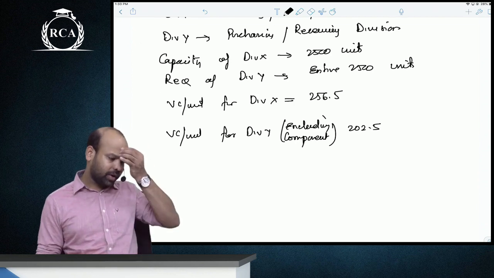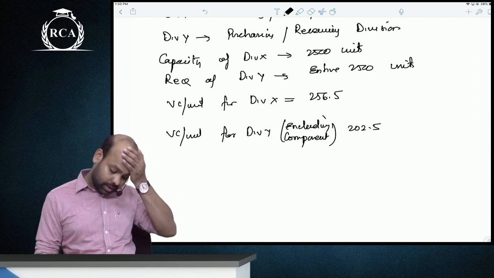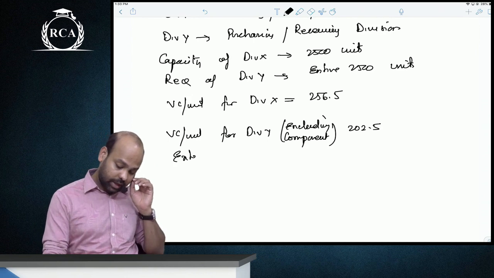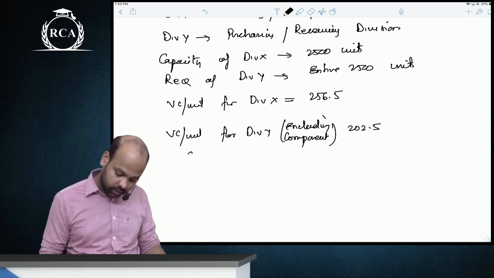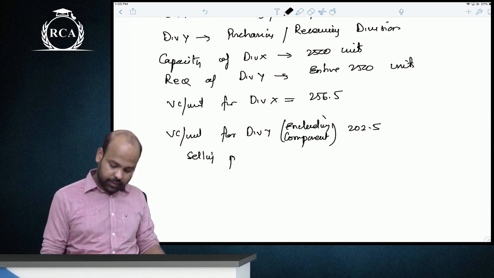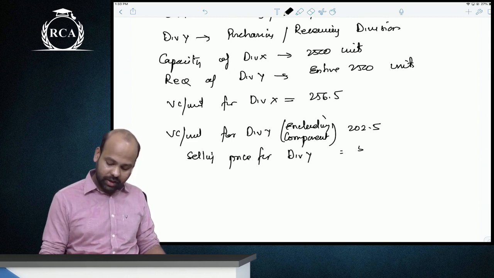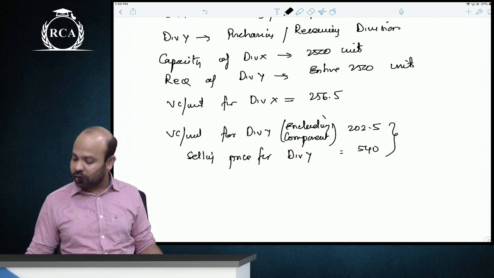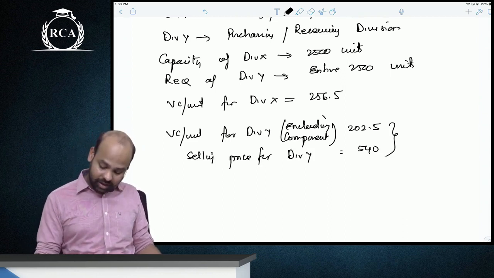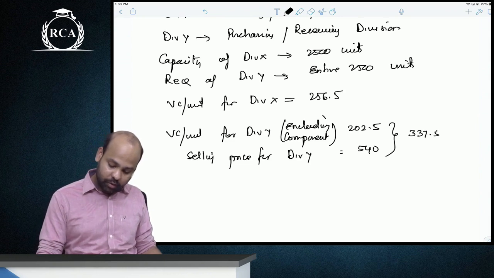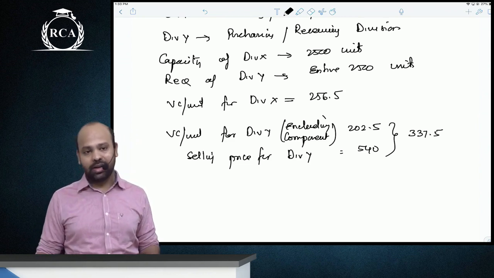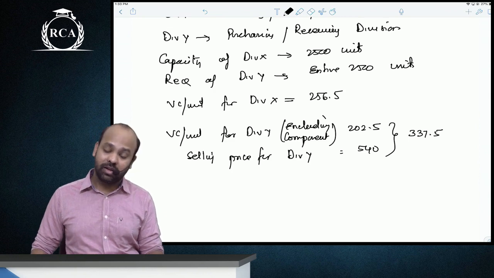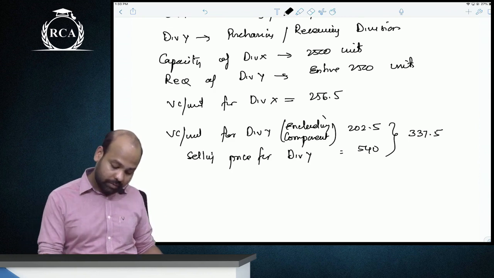I'm not saying it, beta, the question is saying it. And their external price as such, beta, the selling price for Division Y is 540 rupees. 540, guys. So all of this, beta, is basically giving us 337.5 rupees. 337.5, beta, is your net marginal revenue, guys.